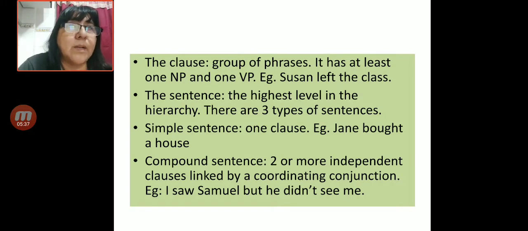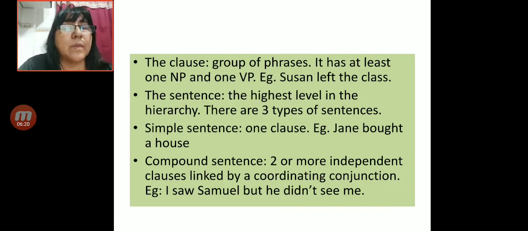Compound sentence. A compound sentence is made up of two or more independent clauses. Independent means that they can stand by themselves. And they are linked by a coordinating conjunction. And what is the coordinating conjunction? The conjunctions or, but, and, so. For instance, I saw Samuel, but he didn't see me.